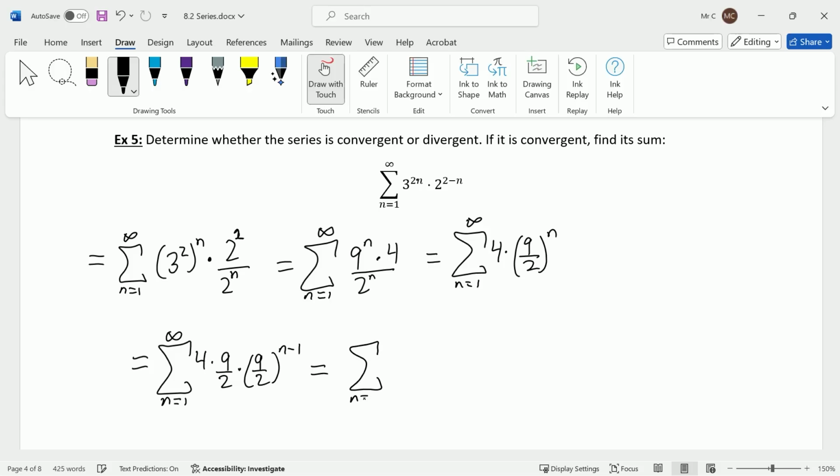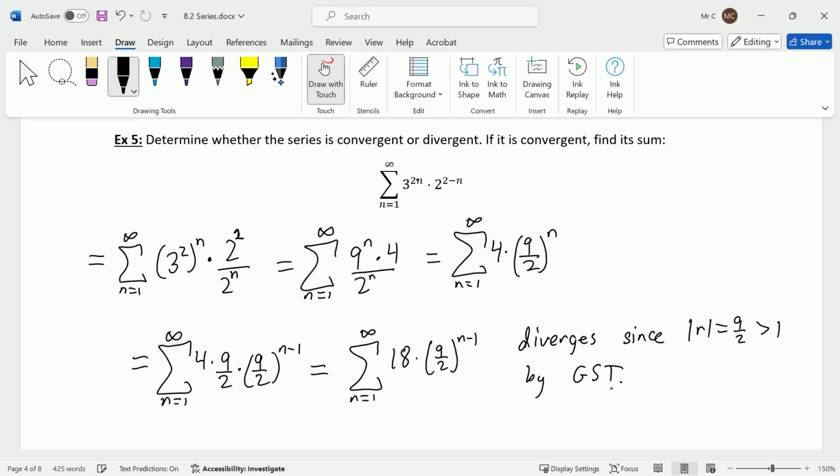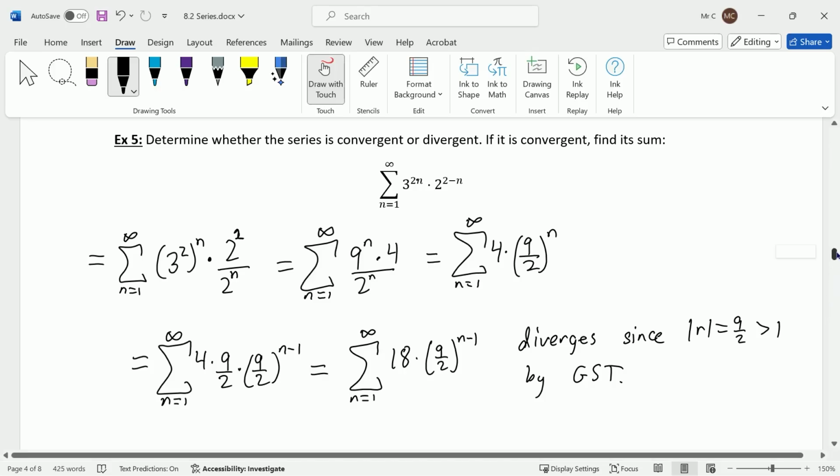And we'll do one more rewrite here. So 4 over 2 is 2, 2 times 9 is 18. This is 18 times 9 halves to the n minus 1 power. But this series diverges since the absolute value of r is 9 halves, which is greater than 1 by the geometric series theorem. Okay, that's it for that one. Let's move on to another example.